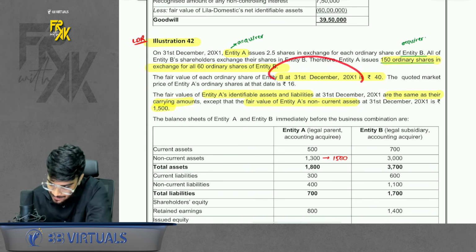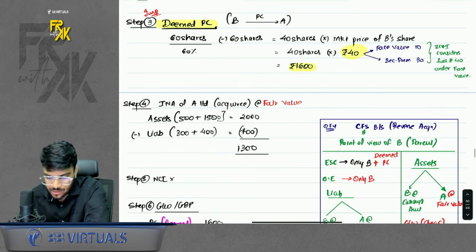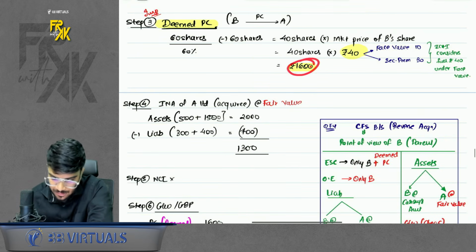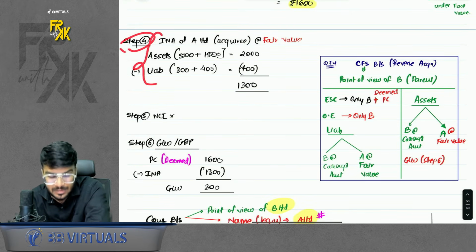We will take the share price of company B, because if B would have issued the PC to A, what would have been the PC? So take the share price of B. You will get the PC of 1600. Of course, you can give the bifurcation of face value and premium, but in this question, ICAI has not considered the bifurcation. Anyways, step number 4 is INA.